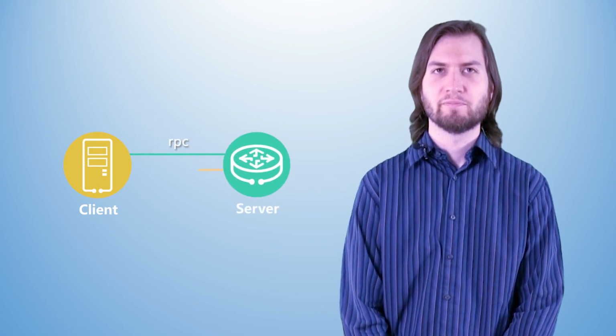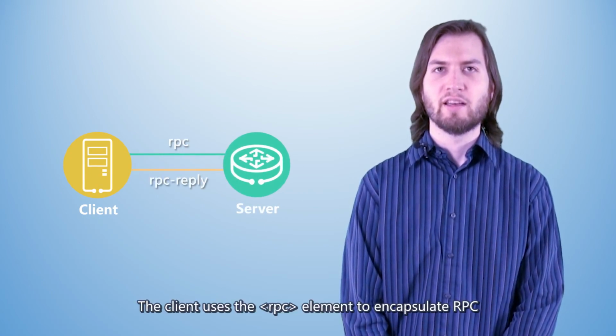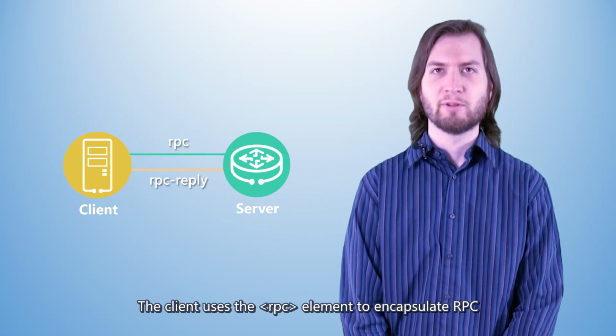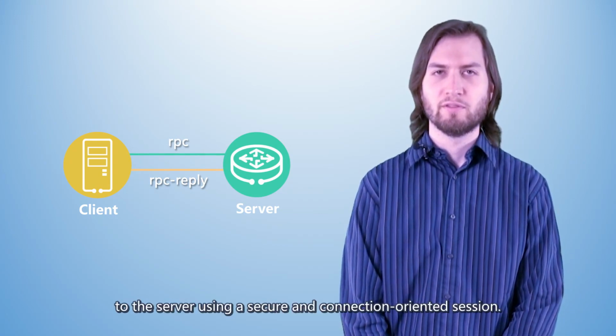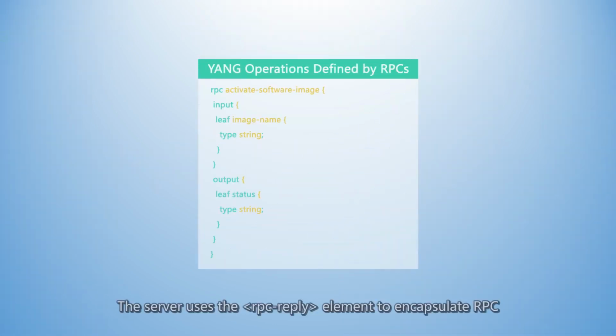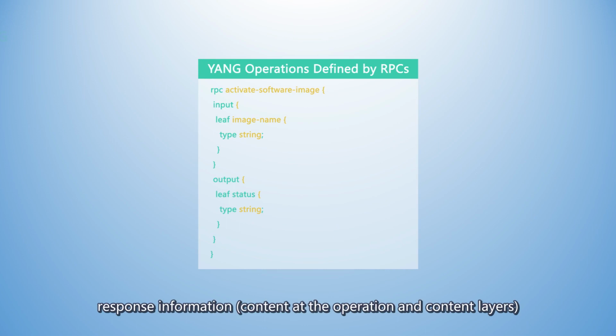5. Definitions of RPC and event notification. The client uses the RPC element to encapsulate RPC request information and sends the RPC request information to the server using a secure connection-oriented session. The server uses the RPC reply element to encapsulate RPC response information, content at the operation and content layers, and sends the RPC response information to the client.